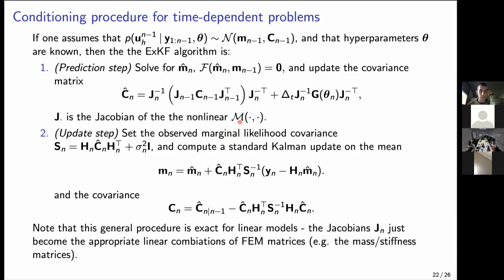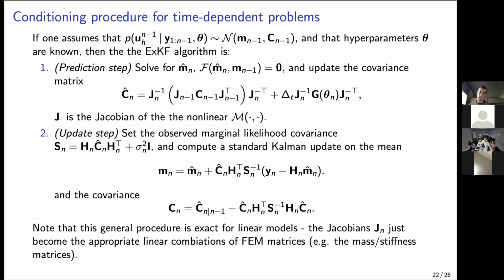Then we're going to do a standard Kalman update using the observation covariance S_n here, and update the mean according to a standard Kalman system here. So we write the mean as this thing here and the covariance as this update here. And note that this general procedure is exact for linear models. If we have a linear model, the Jacobian J just becomes the appropriate linear combination of the FEM matrices, like the mass matrix or the stiffness matrix.